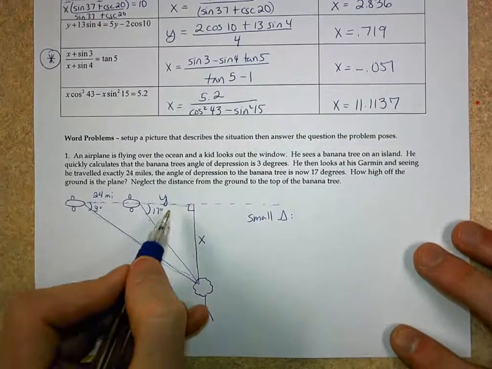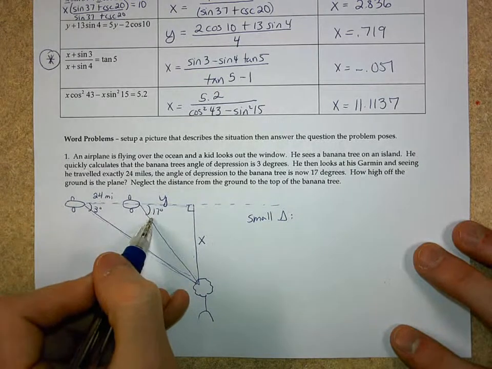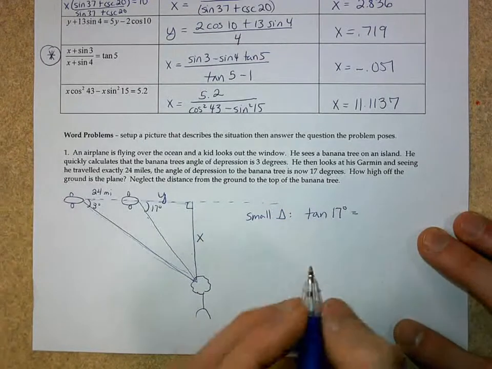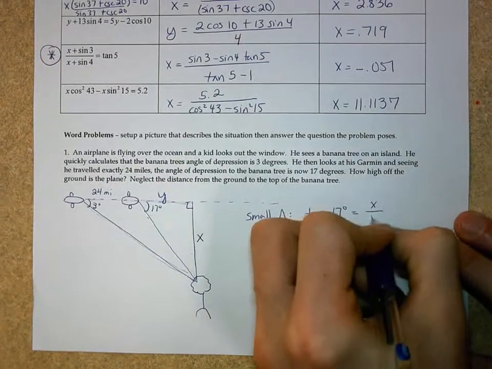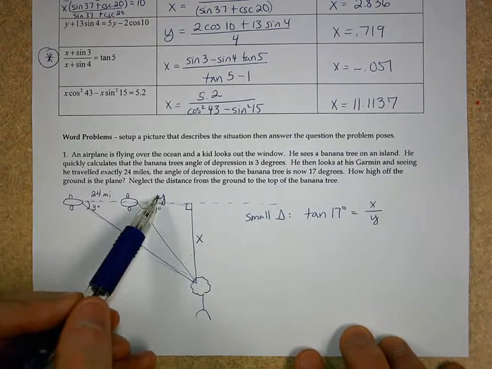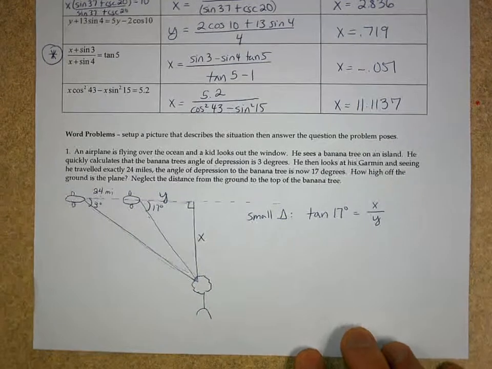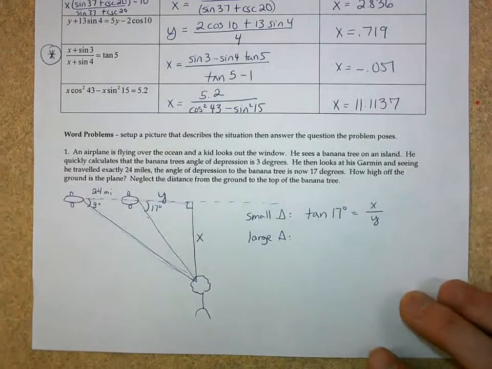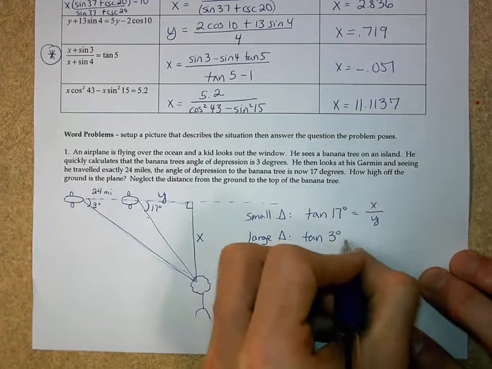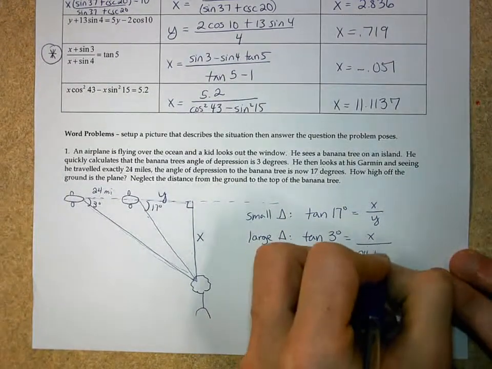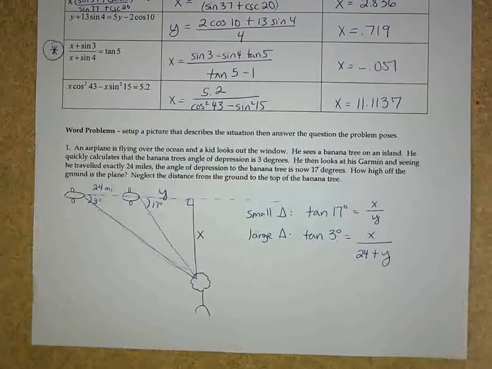I know the relationship is that I've got the opposite side and the adjacent side to 17 degrees. So I know tangent of 17 degrees is the opposite over the adjacent, x over y. And don't get confused with x and y's in terms of the unit circle. These could be any arbitrary values. I could have chosen this as h and this as L if I wanted. I then have the large triangle, which is going to be the tangent of 3 degrees is once again the opposite, which is x, over the adjacent, this time 24 plus y.